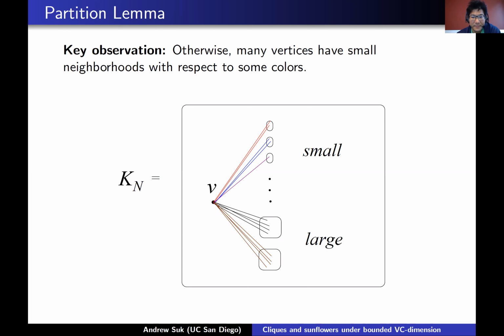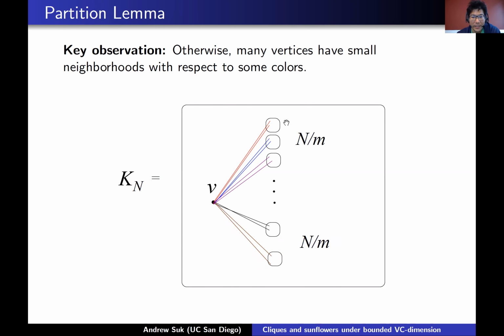So for example, at the beginning, since there are m colors, we assume that each neighborhood had size n over m. But because of the situation we were in, these neighborhoods were actually smaller, which means that these neighborhoods must be bigger because there are n vertices in total.